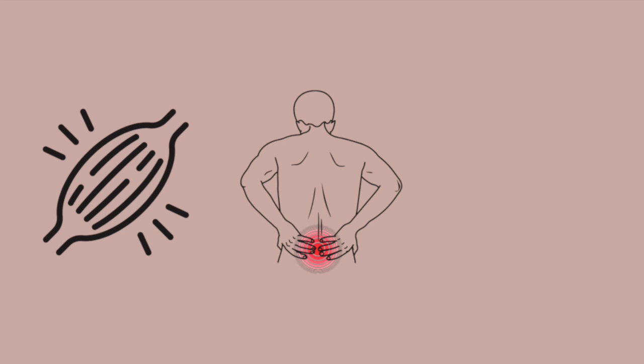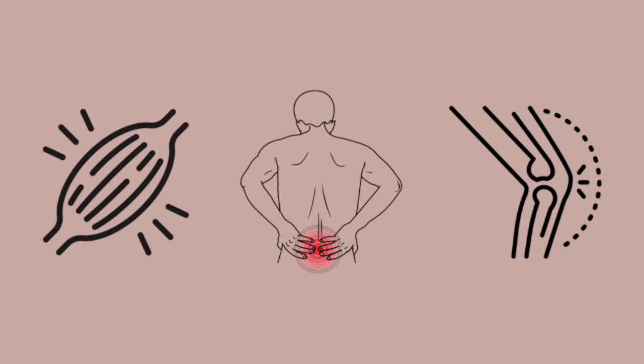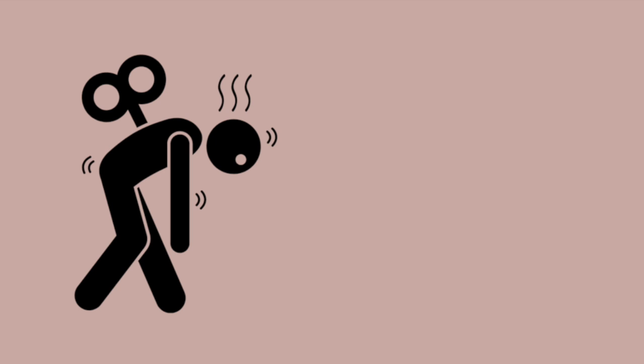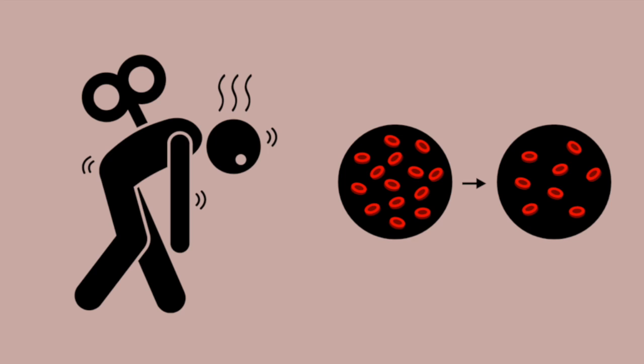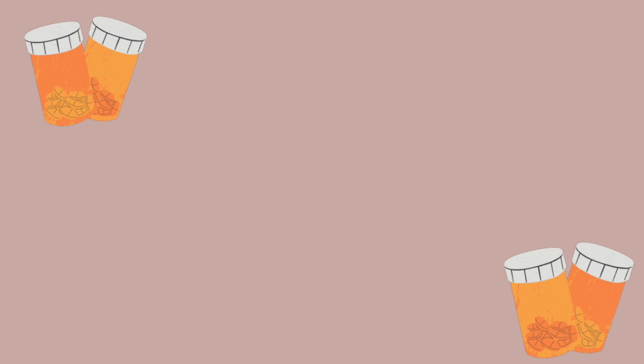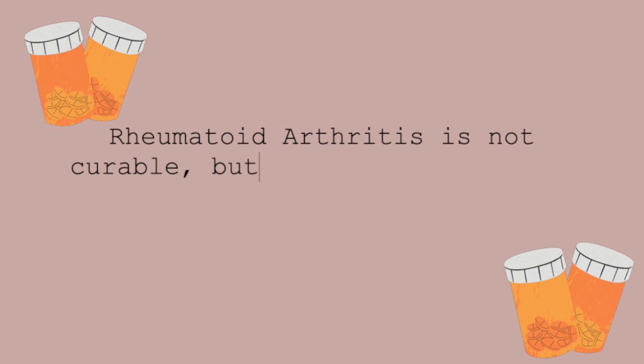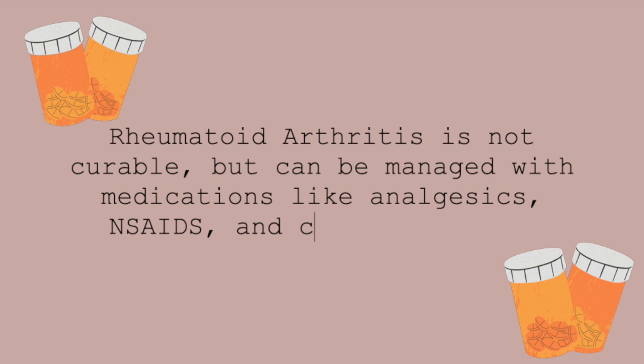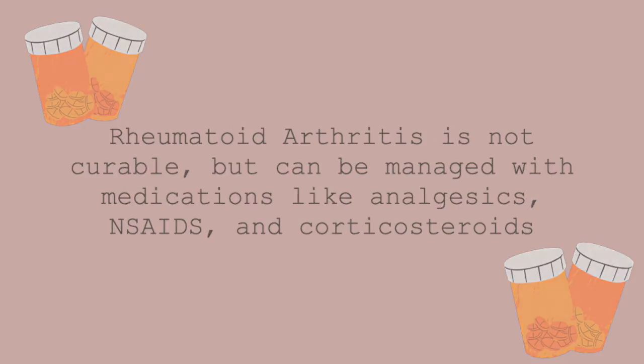Rheumatoid arthritis has common symptoms of pain in the muscles, back, and joints. Plus, it can also cause fatigue and anemia throughout the whole body. Unfortunately, RA is not curable, but luckily it can be managed with medications like analgesics, NSAIDs, and corticosteroids.